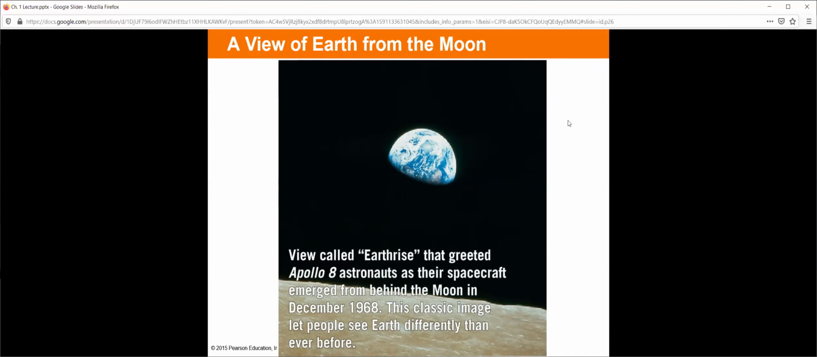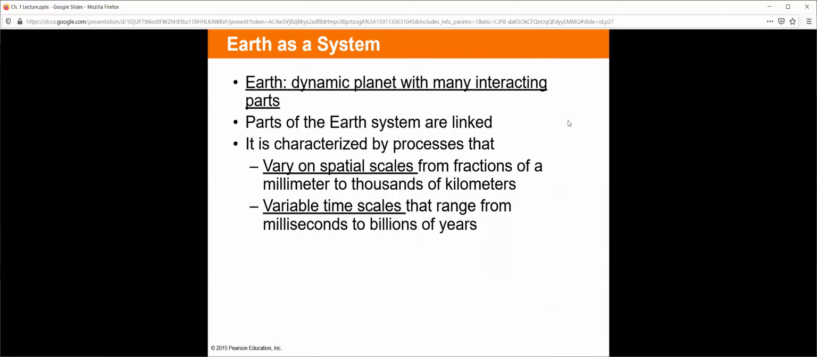There are some of the astronauts that went to the moon were geologists there specifically for that purpose. So you can do geology on other planets, or moons in this case. Yeah, pretty cool. So Earth as a system. Let's talk about that. The Earth is a dynamic planet with many interacting parts, right? Parts of the Earth systems are linked.